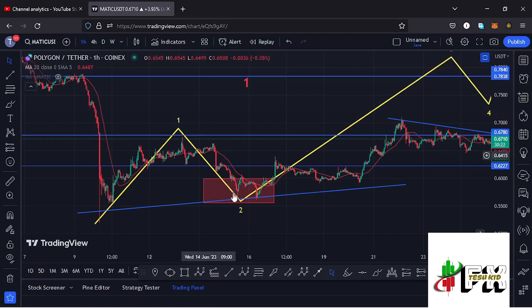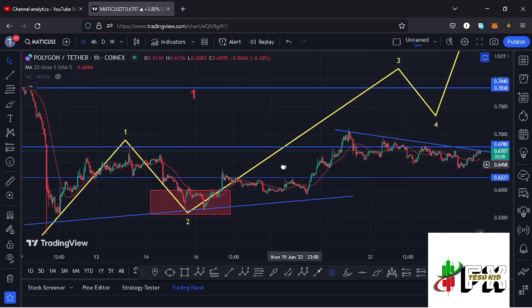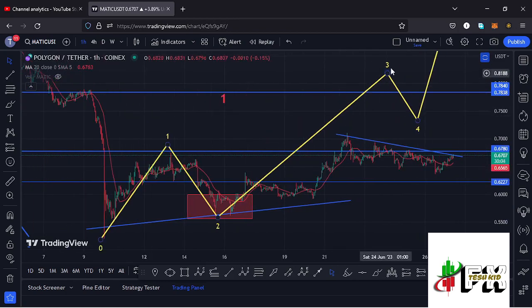Then we have seen a corrective structure in the formation of this wave 2, managing to get into the minimum retracement areas highlighted on the charts using this retarget area, which is an area that we fully maximized before we started this impulsive move to the upside in the formation of this wave 3.